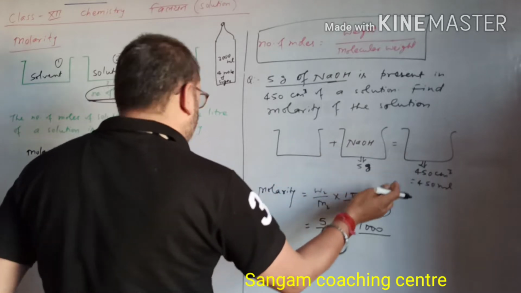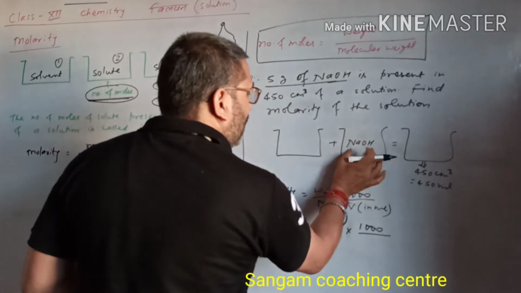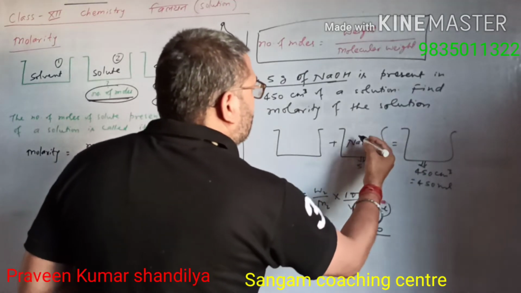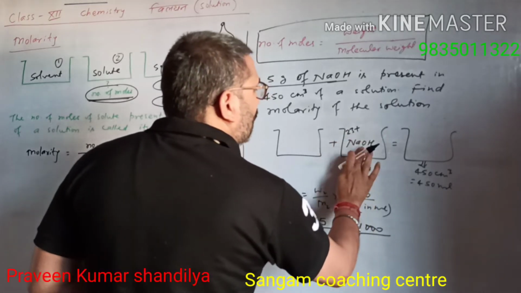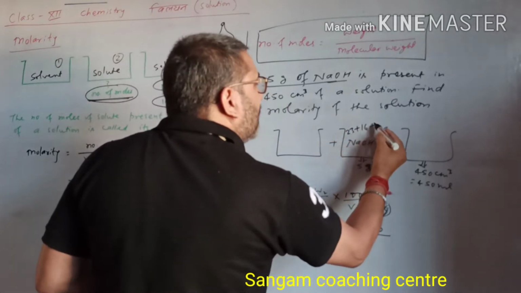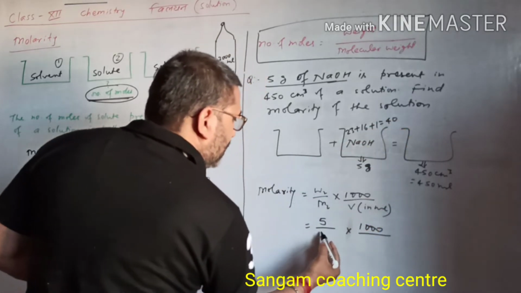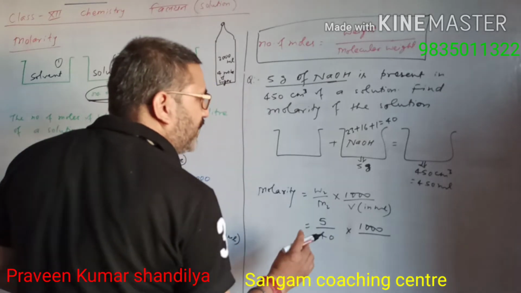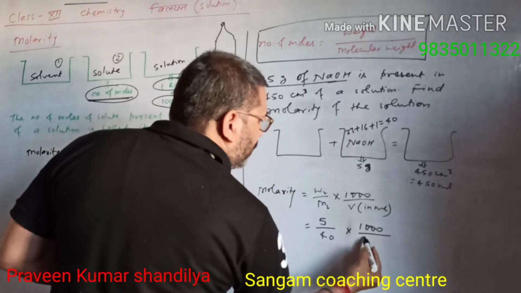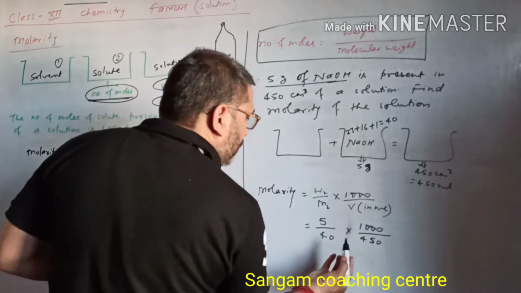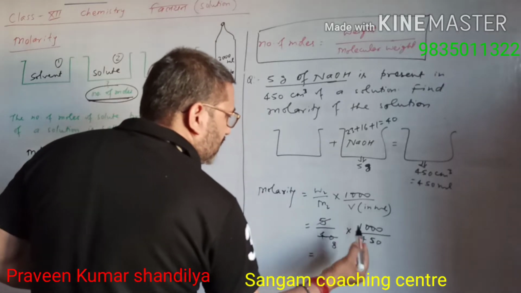And M2, how can we obtain M2? It can be calculated. Atomic weight of sodium is 23, atomic weight of oxygen is 16, and atomic weight of hydrogen is 1. That is 40. M2 is 40. And 1000. V is what? V is 450. Then what is the problem? There is no problem. We can calculate.